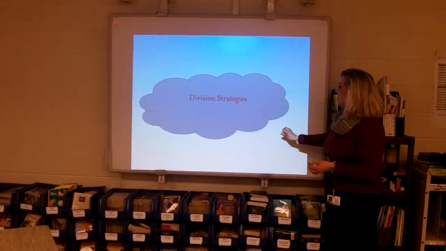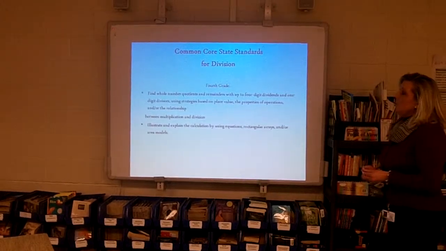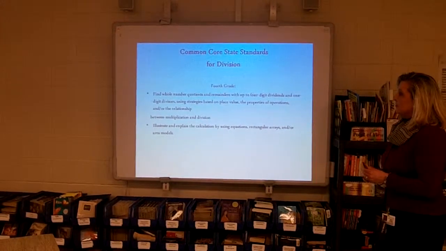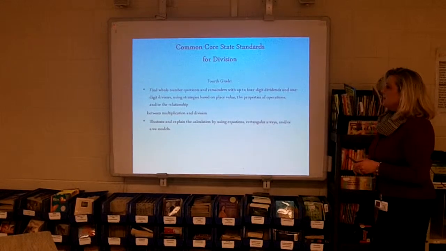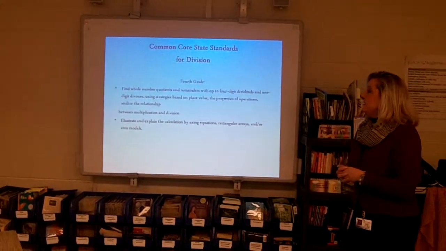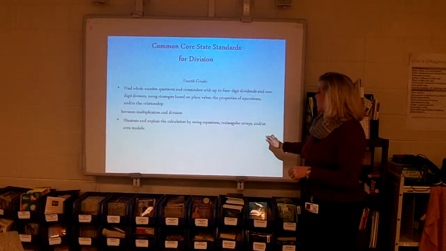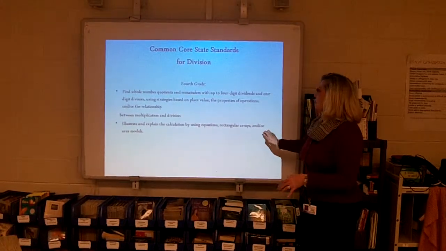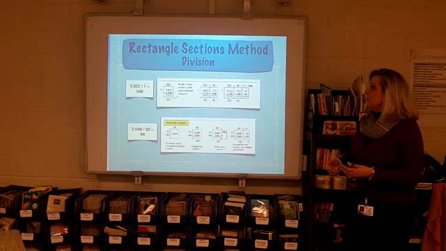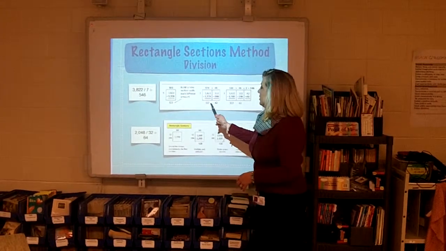Okay, some division strategies. The division standards for 4th grade is to find whole number quotients and remainders with up to 4-digit dividends and 1-digit divisors. So they're going to do 4 by 1. They use place value, properties of operations, or the relationship between the multiplication and the division fact, and being able to illustrate and explain that calculation again using arrays or area models. They can basically do division the same way, break it down into its parts, okay, build a new section with each leftover amount.